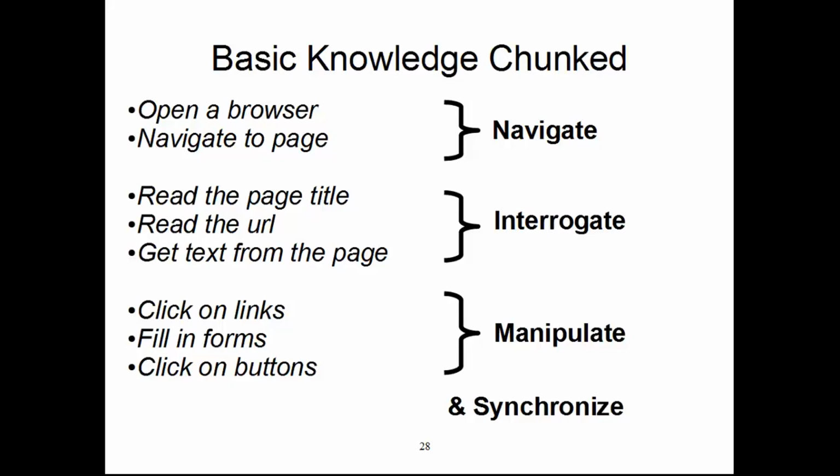So from the basic list that I created, reading the page title, reading the URL, getting text from the page. Other things would be given a particular ID, show me the text for that element, show me the contents of a particular dropdown. All these different things are interrogation.